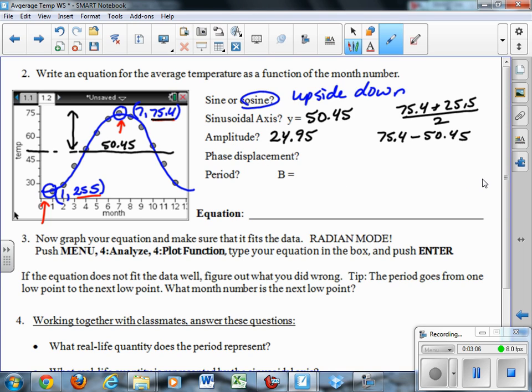So I'm going to put 2 possible phase displacements. One of them would be x equals 1, that would be our low point, and the other one is x equals 7, and that would be a high point. And we'll write an equation for each one of those phase displacements.